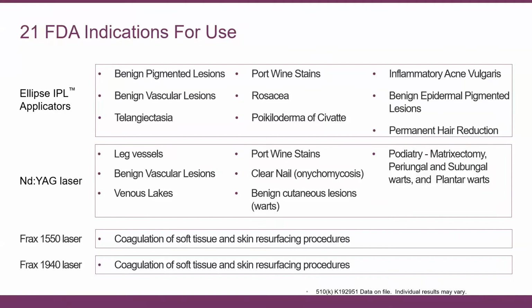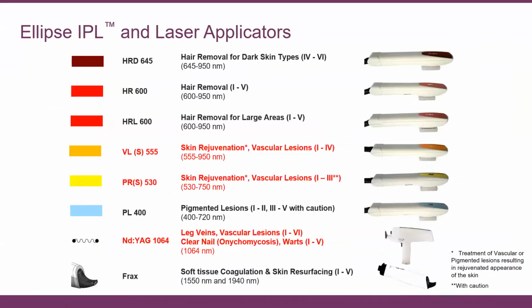And it's also possible to add on two non-ablative erbium handpieces, a 1550 and our new 1940. These are both used for soft tissue and skin resurfacing procedures, but it's non-ablative, so the healing time is very quick. Big range of handpieces, and what I've done for the purposes of today is I've highlighted in red the vascular handpieces, which are the ones that we're really concentrating on during this presentation.